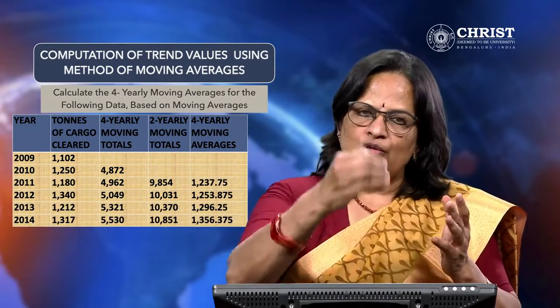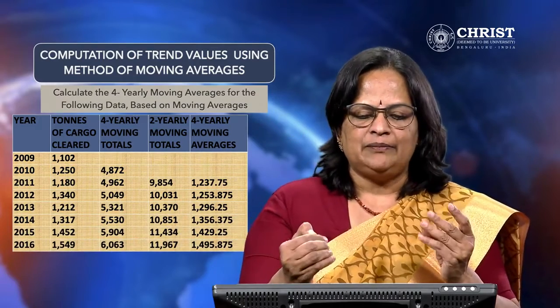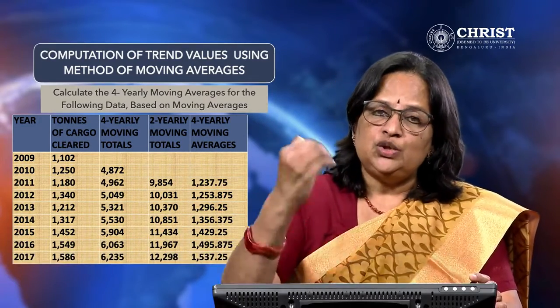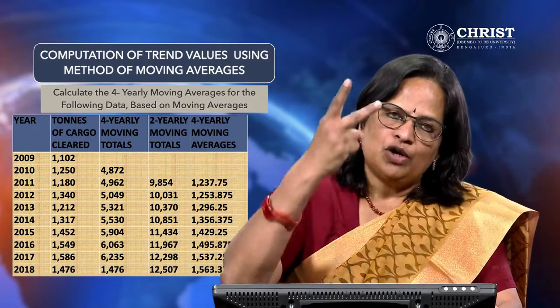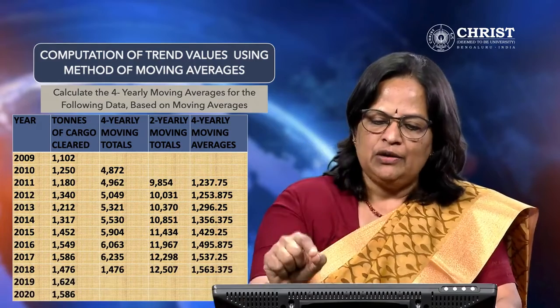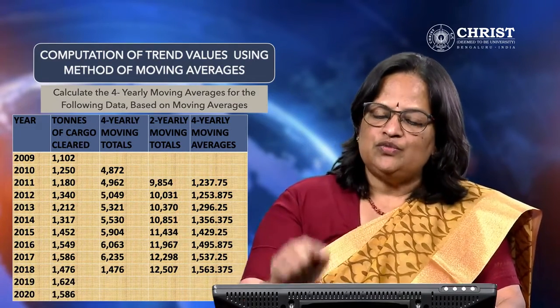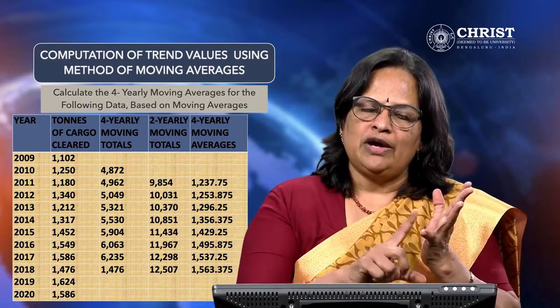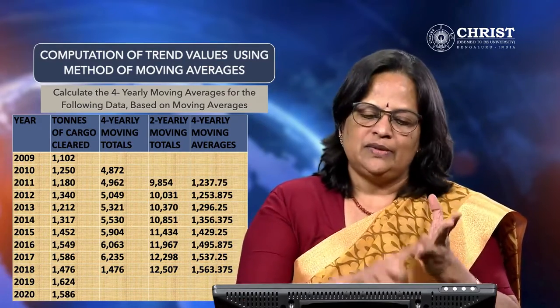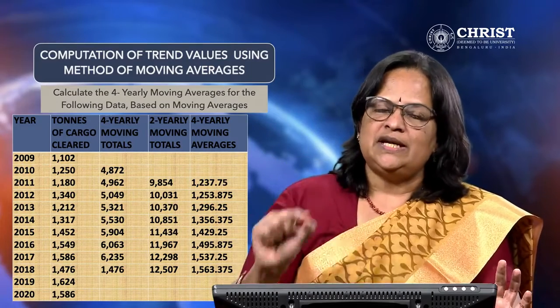So first 4 values you will take and you will write the total against the second year and the third year. The next column is the 2-year totals. So meaning whatever values appeared for the 4-year total, you take the first 2 totals and you will write against the third year. Then the last column is 4 yearly moving averages. So now you have total of 4 years and 2 years. That meaning the average, we are dividing by 8 and you are writing it against the third year.